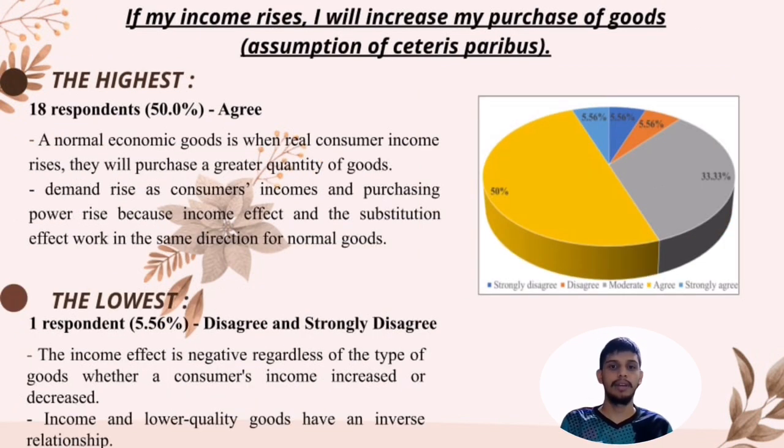Thirdly, if my income rises, I will increase my purchase of goods. The highest was 18 responded with agree. For a normal economic good, when real consumer income rises, they will purchase a greater quantity of goods. Demand rises as consumer income and purchasing power rise because the income effect and the substitution effect work in the same direction for normal goods. The lowest was 1 responded with disagree and strongly disagree. The income effect is negative regardless of the type of goods, whether the consumer income increases or decreases. Income and lower quality goods have an inverse relation.